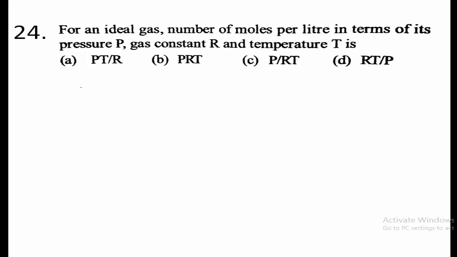24th. For an ideal gas, the number of moles per liter in terms of its pressure P, gas constant R and temperature T is. So what is the ideal gas equation? PV is equal to nRT.